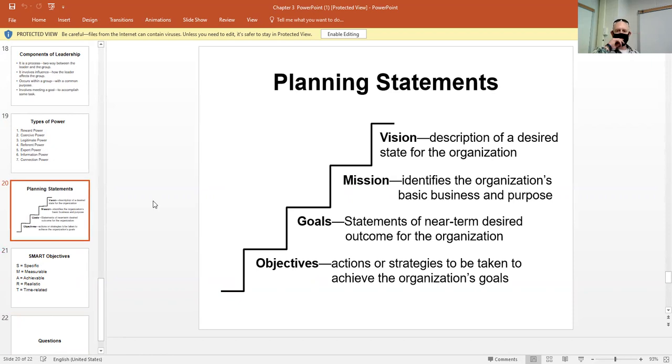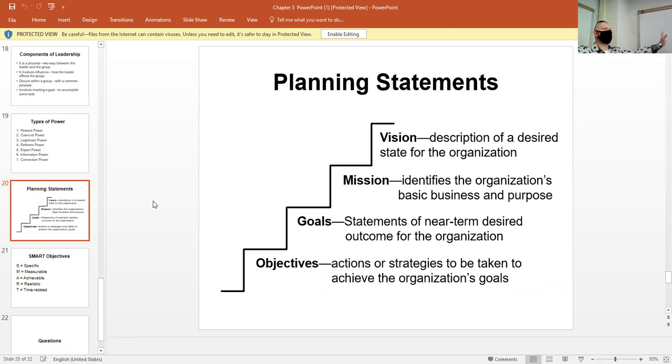We're almost done, y'all. Planning statements. You have a vision, a mission, goals, and objectives. Vision is which is the biggest on here? Obviously. Vision, that's my vision is this. It even sounds big, like this is what I want to see, the big picture. That's the description of a desired state for the organization.